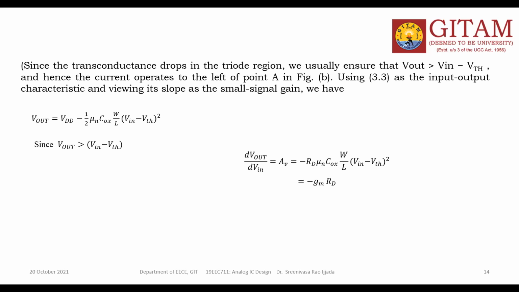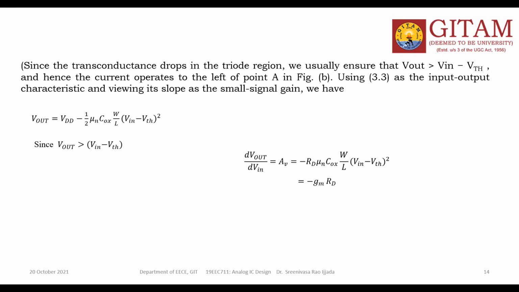Which gain? Voltage gain. So I am going to differentiate the first equation in the slide with respect to Vin. Then dou Vout by dou Vin is nothing but AV, the small signal voltage gain. Here there are two terms. In the first term, there is no Vin term, it is constant, so the differentiation is 0. Then 0 minus, here RD is multiplied with this one. Then the square gives 2 into 1 by 2, and the 2 and 1 by 2 cancel each other.